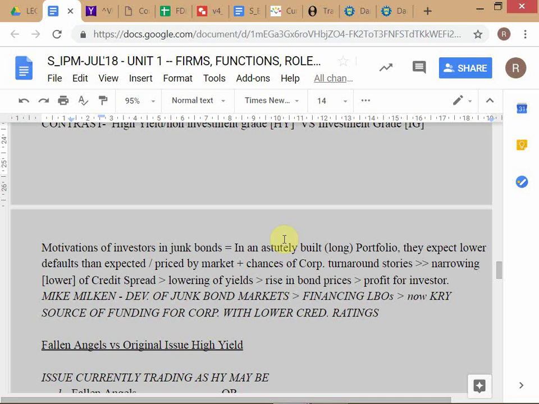Because the market always panics. Remember, the market is not rational. The market panics, and this is one of the reasons why value investing sometimes works, depending on when you went into the market. Because the market tends to panic.